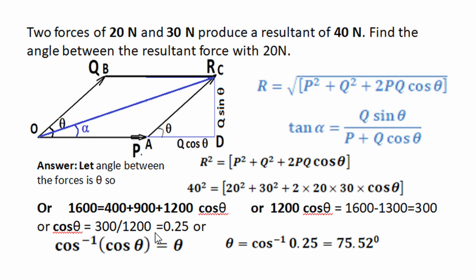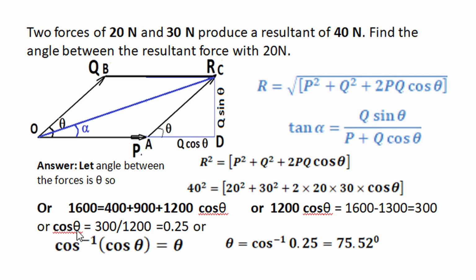Now the positive value of cos theta simply indicates that theta is between 0 and 90 degree. If cos theta comes as negative, that is, if resultant magnitude is smaller, then the sum of p square plus q square may become higher than r square, and in that case you will get cos theta negative. That indicates that theta is more than 90 degree. But here cos theta is positive, so theta is less than 90.